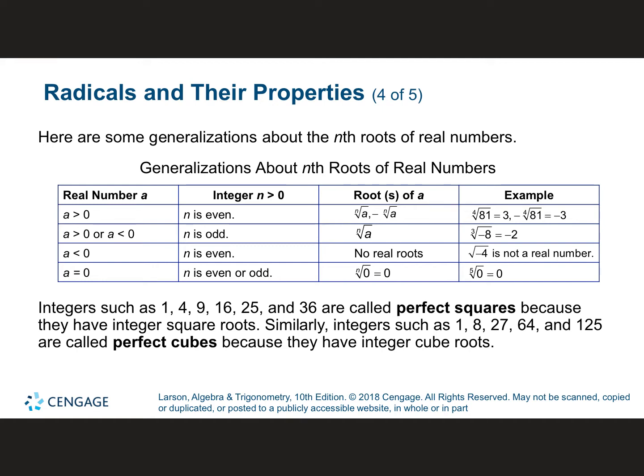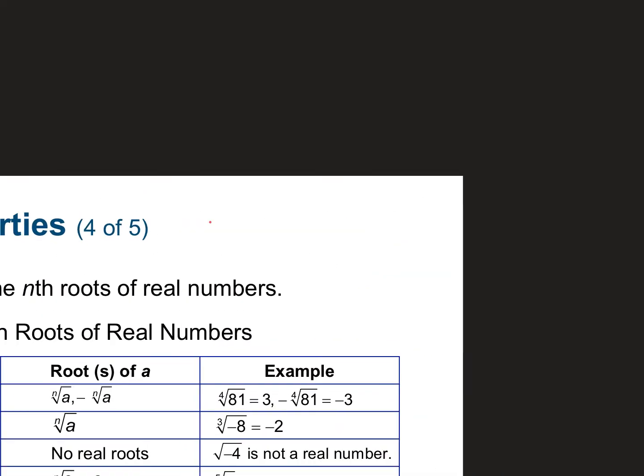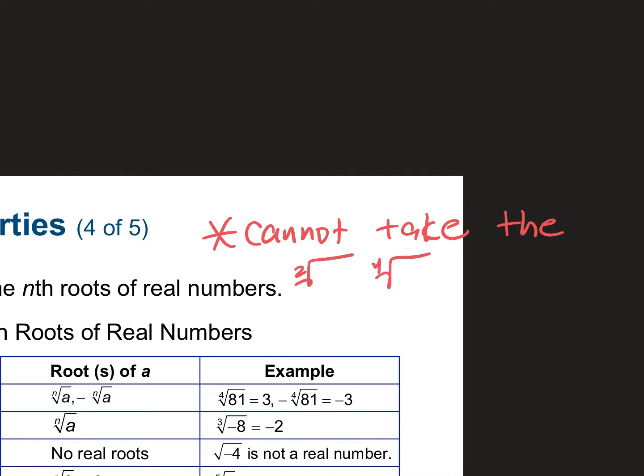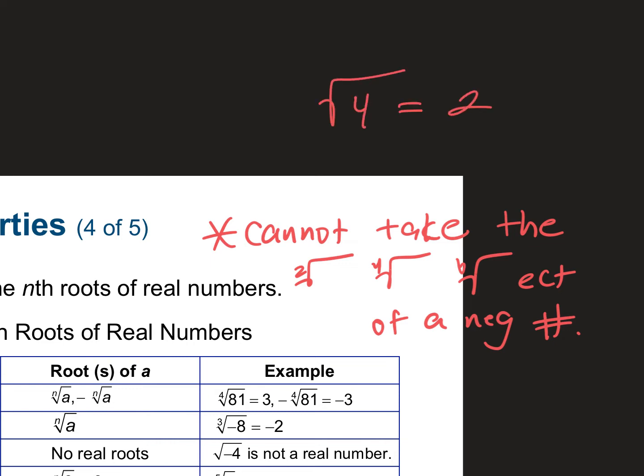What you really need to understand is you cannot, let's write this down, cannot take the square root, the 4th root, the 6th root, etc., of a negative number. What do you notice about 2, 4, 6, 8? They're even. If I said to you, what is the square root of 4? You would tell me 2.